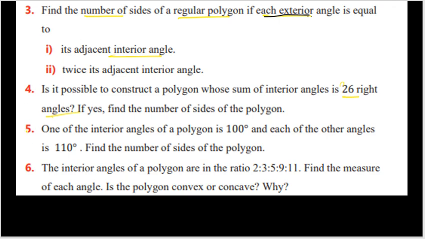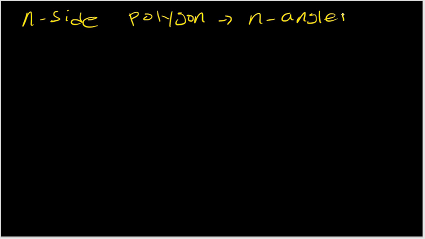When you go to question number 5, one of the interior angles of a polygon is 100 and each of the other angles is 110. Find the number of sides of the polygon. Okay, again, there is an n-sided polygon. We don't know the number of sides. Let's say n sides. Obviously there will be n angles, but one of the angles is 100 plus the other angles are 110.